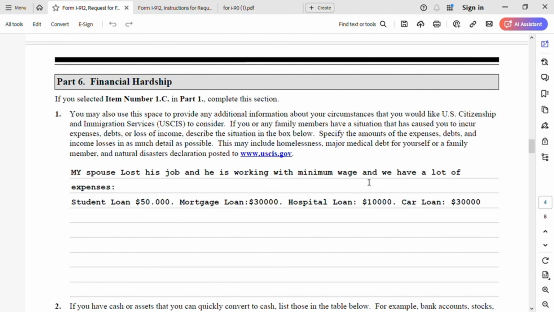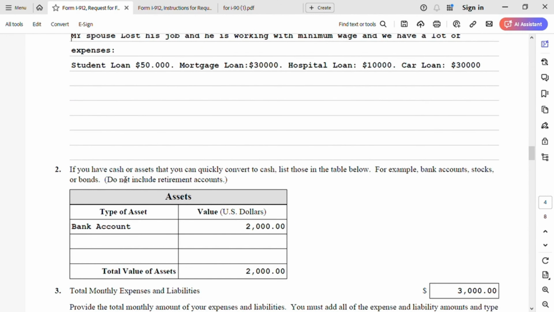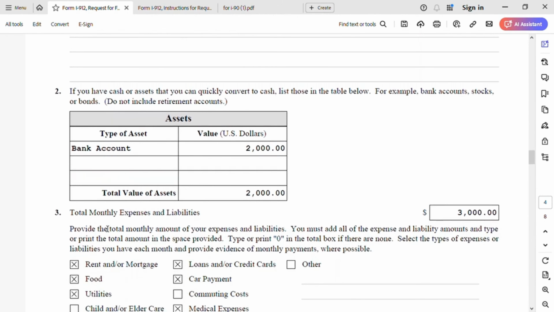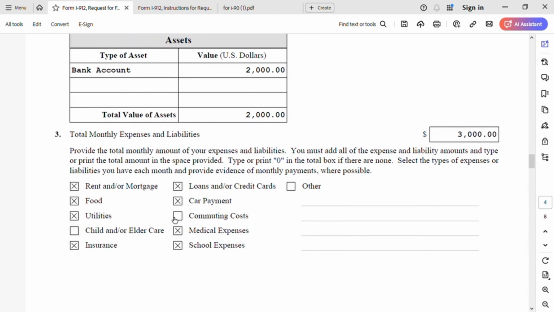Lost my job, and the spouse lost his job, and I'm working minimum wage, and we have a lot of expenses. So very simple. If you have any asset that you can quickly convert to cash, list this in the table below. For example, bank account. We have $2,000 in our bank account, and the total value is $2,000. Total monthly expenses and liabilities. First, you're gonna check this one right here. We have rent, we have food, we have utilities, we don't have a child, we have insurance, we have a loan and credit cards, we have a car payment, we have medical expenses and school expenses. So our expenses is $30,000.